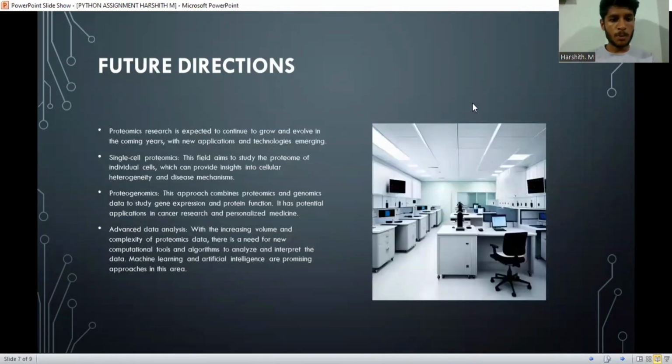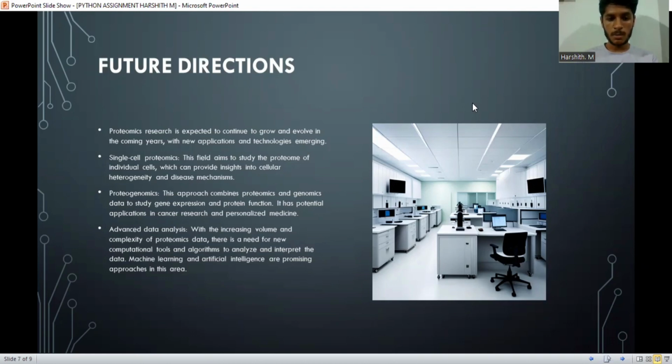Future directions. Proteomics research is expected to continue to grow and evolve in the coming years with new applications and technologies emerging. Single-cell proteomics, proteogenomics, advanced data analysis. Single-cell proteomics. This field aims to study the proteome of individual cells, which can provide insights into cellular heterogeneity and disease mechanisms. Proteogenomics. This approach combines proteomics and genomics data to study gene expression and protein function.